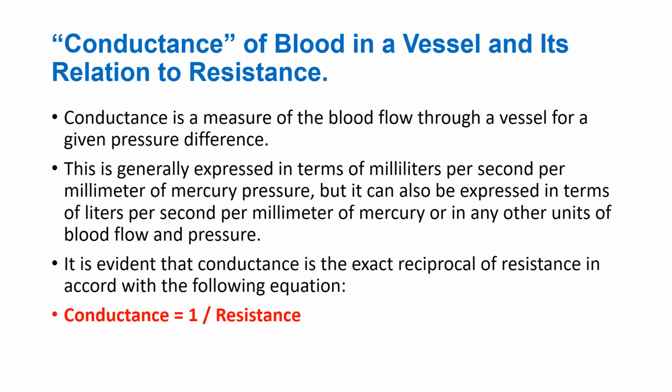Conductance of blood in a vessel and its relation to resistance. Conductance is a measure of the blood flow through a vessel for a given pressure difference. This is generally expressed in terms of milliliters per second per millimeter of mercury pressure, but it can also be expressed in terms of liters per second per millimeter of mercury or in any other units of blood flow and pressure. It is evident that conductance is the exact reciprocal of resistance in accord with the following equation. Conductance equals 1 per resistance.